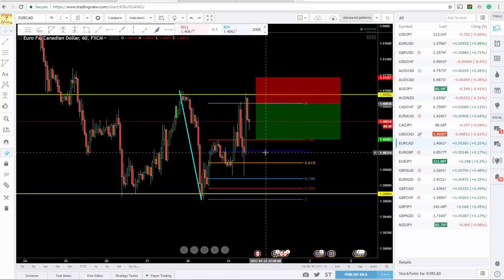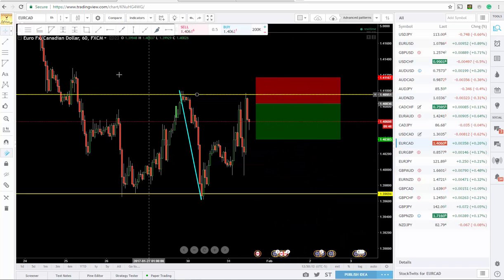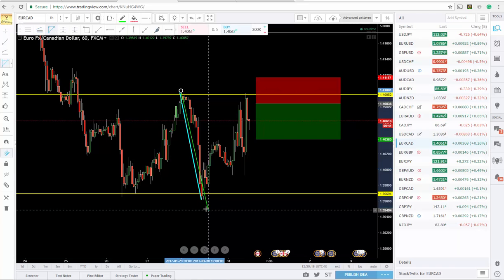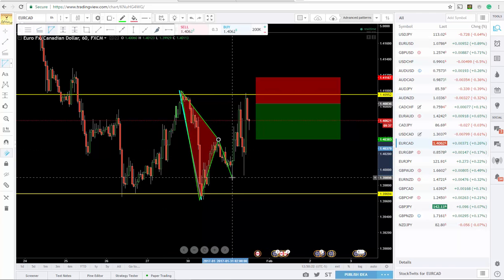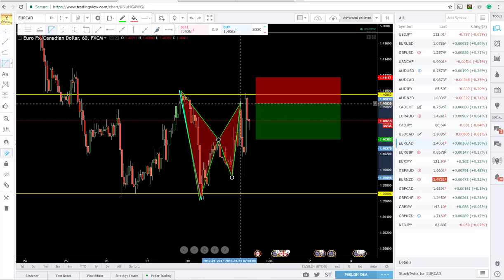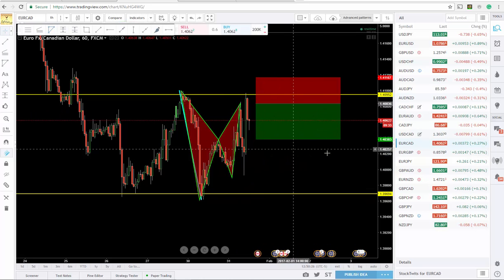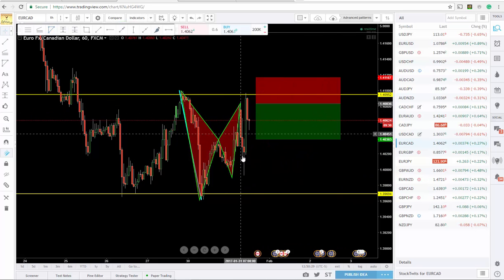So I got a little ahead of myself here placing targets. Let's go ahead and draw the pattern in. X to A, A to B, B to C, and a CD completion at 886, which was hit and has already hit first and second targets on this move down here.